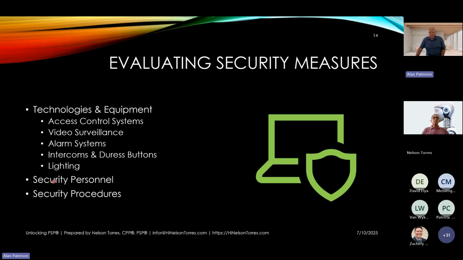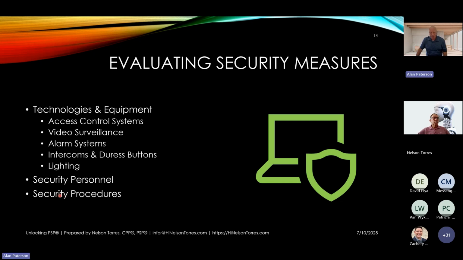Security personnel, staffing levels and coverage, that should be adequate. Competency and training levels, of course, should be up to date. Response capabilities and situational readiness should also be part of the equation. And the quality of the shift reports and communication, very important. Shift reports are done by the staff, and you should make sure that they're clear and concise and get acted on.